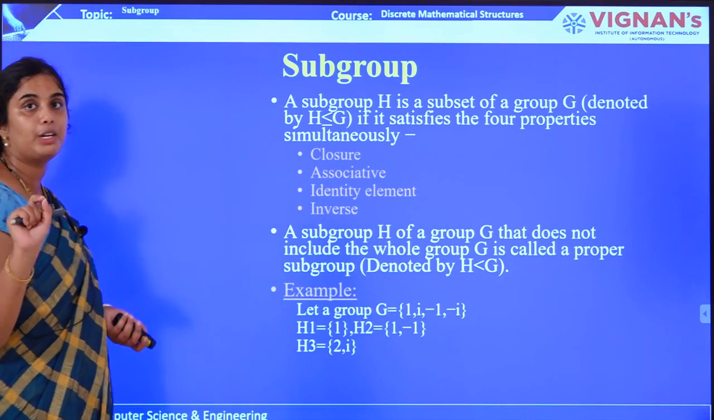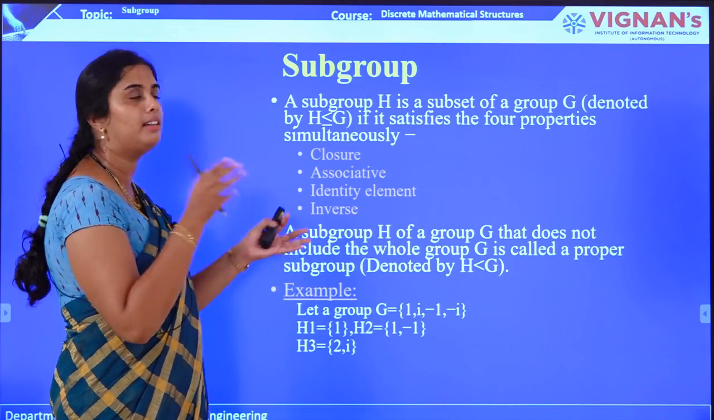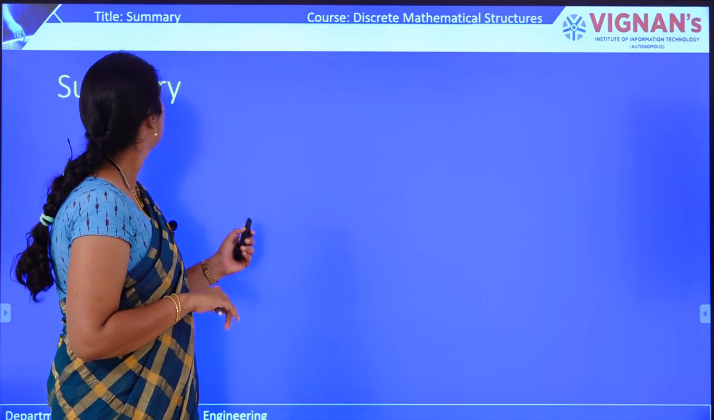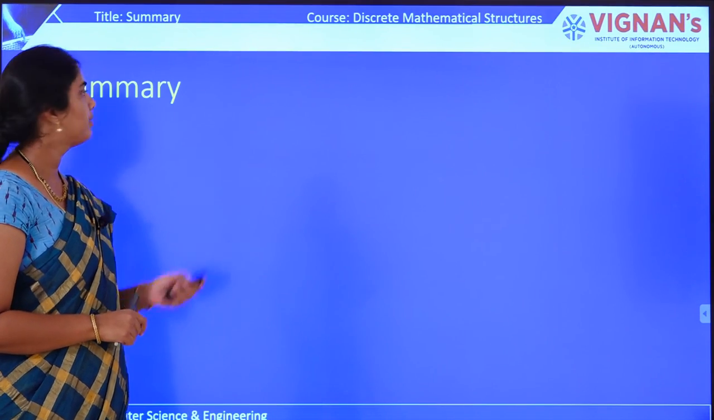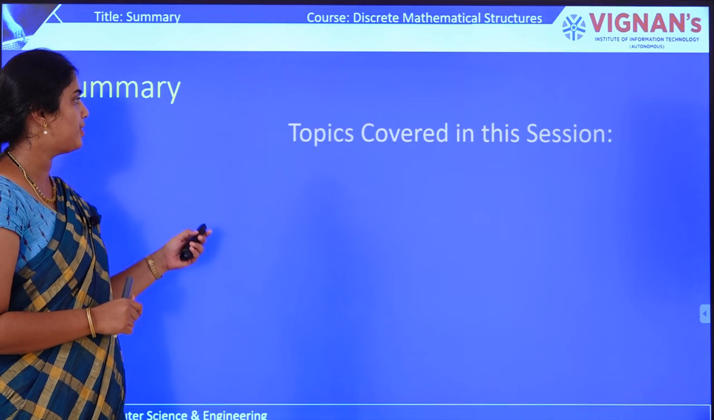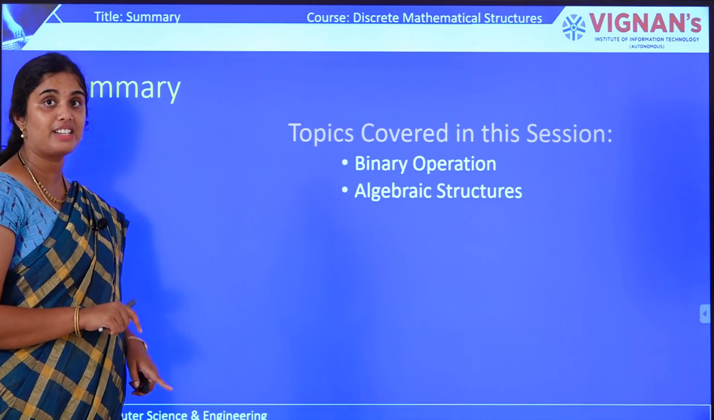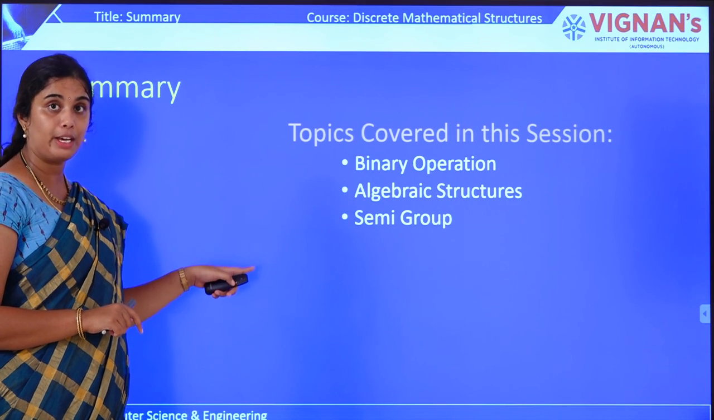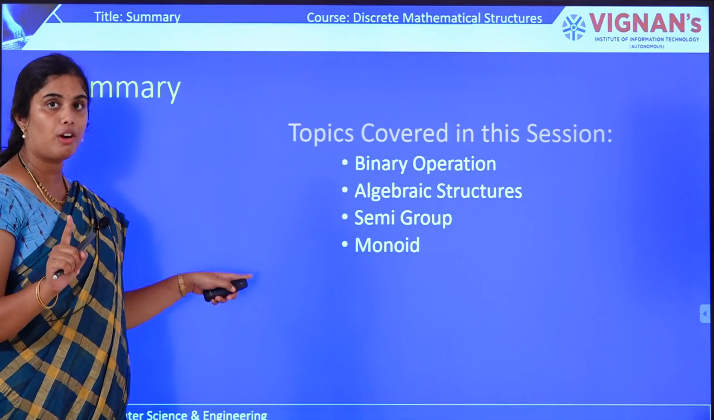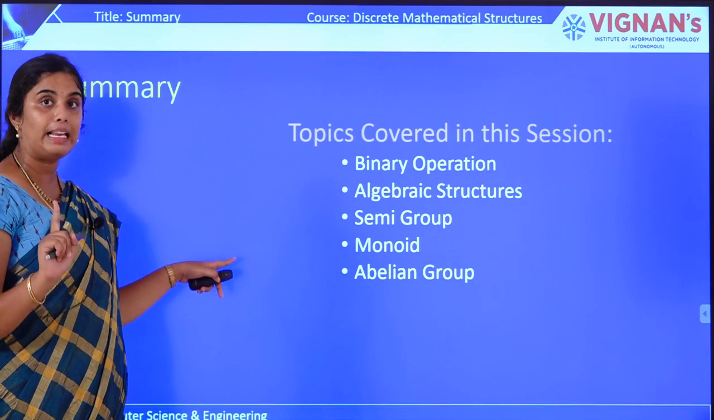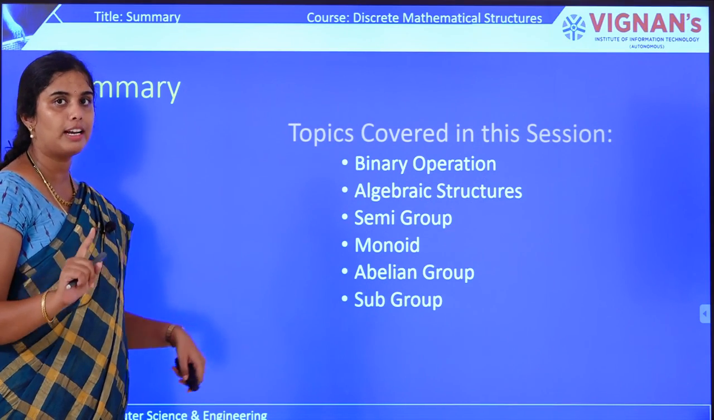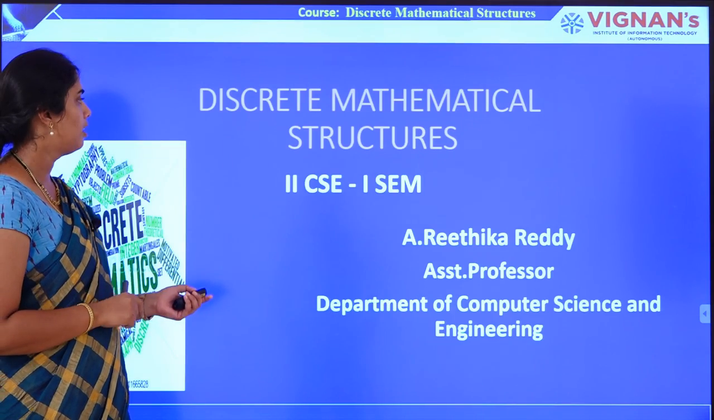This is very much similar to our subset concept, but the terminology is varied. Next, coming to the summary: in today's session you have learned what binary operations are, followed by algebraic structures, followed by semigroups, followed by monoids, followed by abelian groups, and followed by subgroups. Okay, thank you.